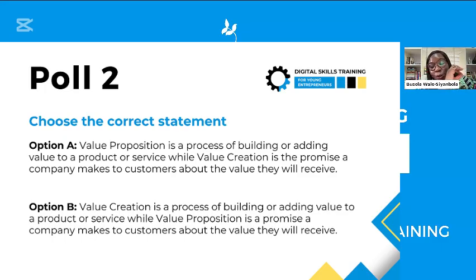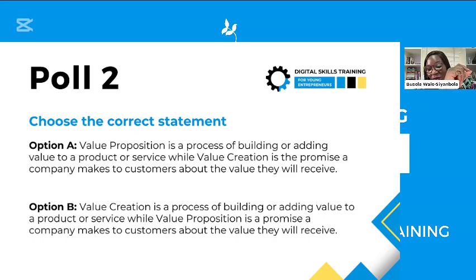And let me tell you, it's a trick question, and I put it deliberately because I know that it can be confusing using those two words interchangeably, but they mean very distinct things. So the process of building, that's where you should have known it could not be proposition. Process of building, to build something is to create something, right? So it's the process of building or adding value, that's value creation. While value proposition is a promise. So when you think about proposition, it is a promise.